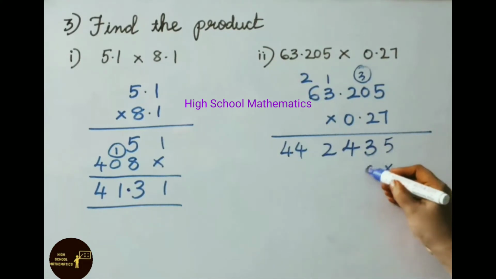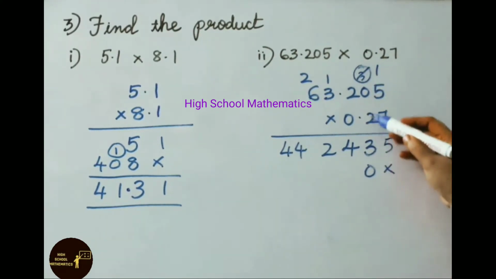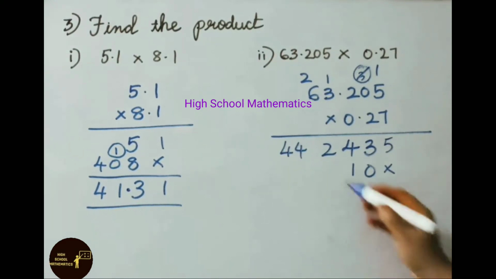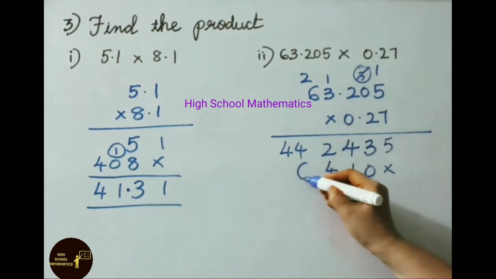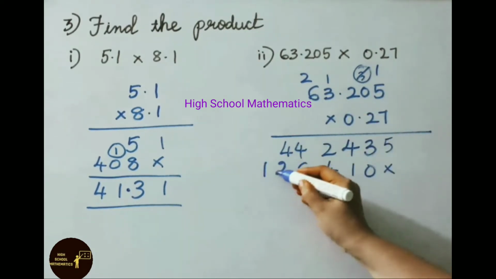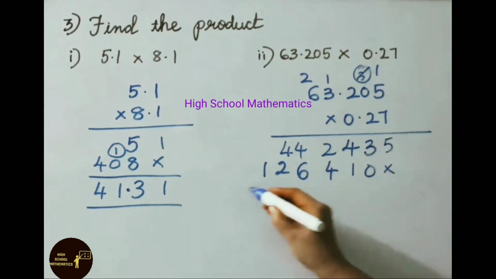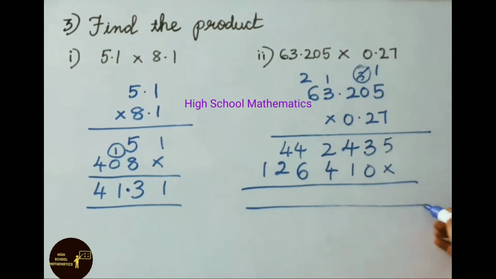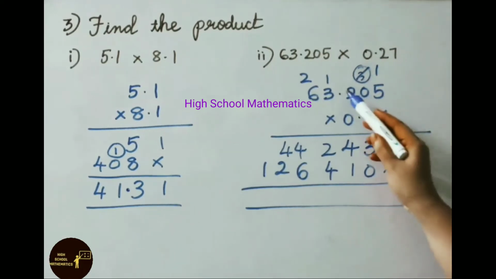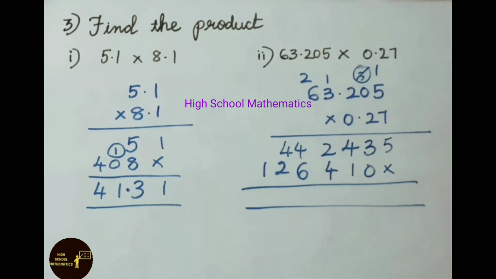2 5s are 10, 0 carry 1. 2 zeros are 0, 0 plus 1, 1. 2 2s are 4. 2 3s are 6. 2 6s are 12. 0 into any number will be 0, so we are not multiplying there. Now let us see the answer. Here decimal after 3 digits. Here decimal after 2 digits. So 3 plus 2, 5 decimals were there. First let us add. In the final answer we shall place 5 digits before the decimal point.